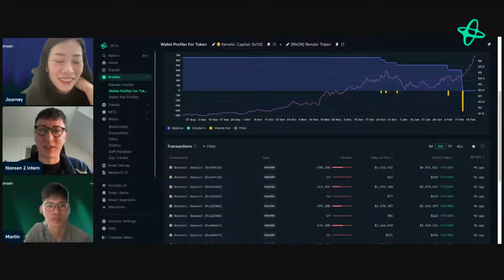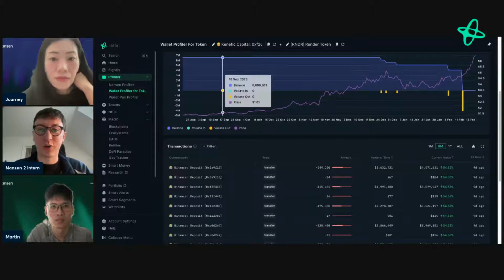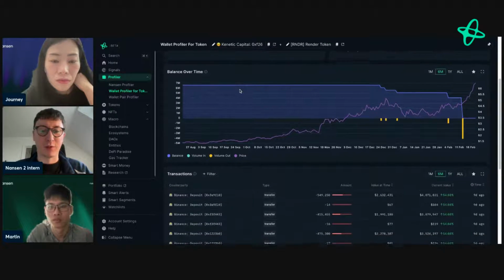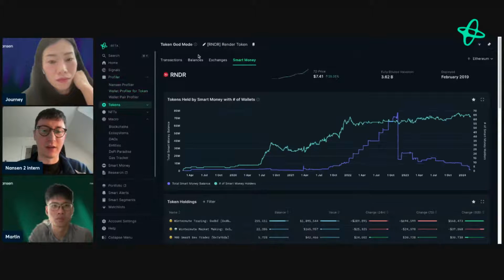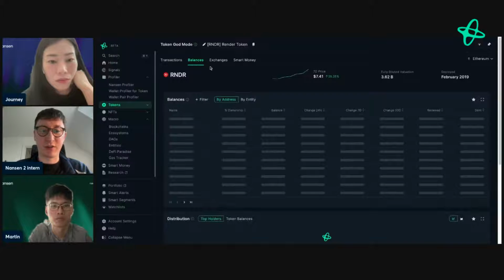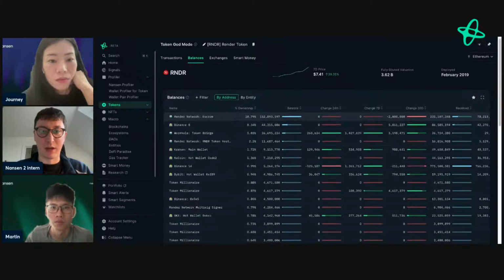And if you're interested in setting up a smart alert for Render, because you've seen this address, Kinetic Capital, have sold an awful lot. Was this the right thing to do? Was it not? You can just go to the Render token God Mode page, and then go to balances. From there, if you're interested in a specific token, you go to the balance side of things and you can set up a smart alert directly there, I believe.